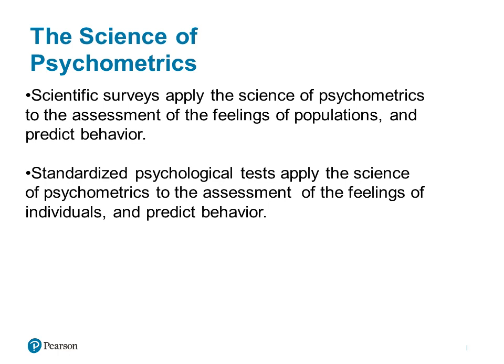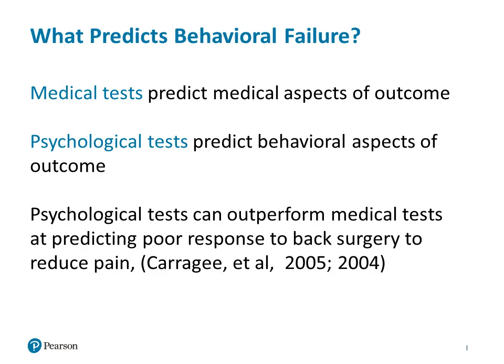So, as I mentioned earlier, psychological tests should have strong psychometric properties if you're going to use them. Looking at the science of psychometrics, scientific surveys apply the science of psychometrics to the assessment of feelings of populations and predict behaviors, and standardized psychological tests apply the science of psychometrics to the assessment of the feelings of individuals and predict behavior. Looking at what can predict behavioral failure, you see medical tests predict medical aspects of outcome, psychological tests predict behavioral aspects of outcome.